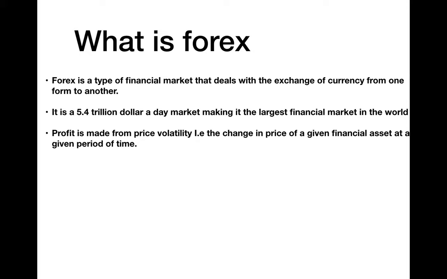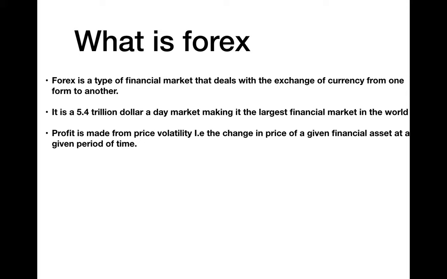So profit is made, as I have said earlier, from price volatility, which is price movement, the changing price of a given financial asset at a given period of time. An example I always love to use is the situation that happened in 2015 with the Nigerian naira, which was previously valued at 140 naira to $1. But within a short period of about 6 months, the price moved from 140 naira to about 500 naira, which now became $1.